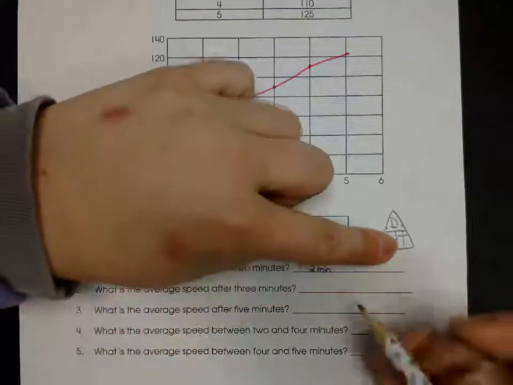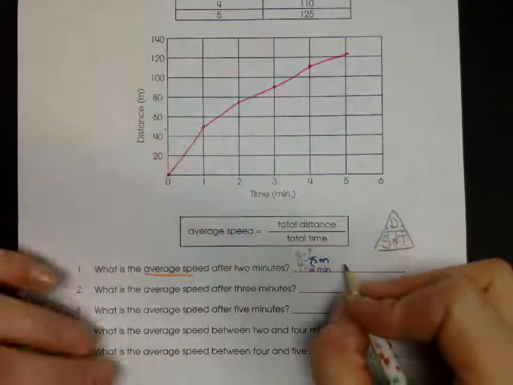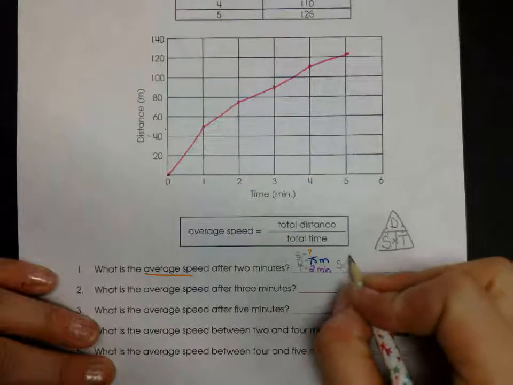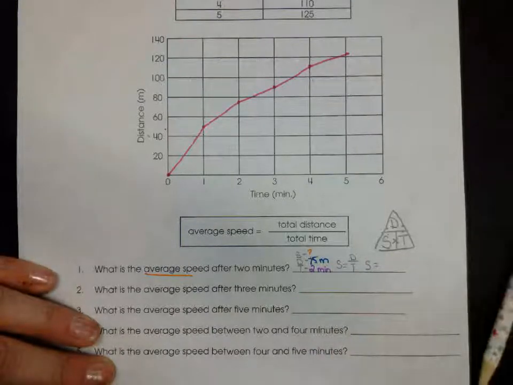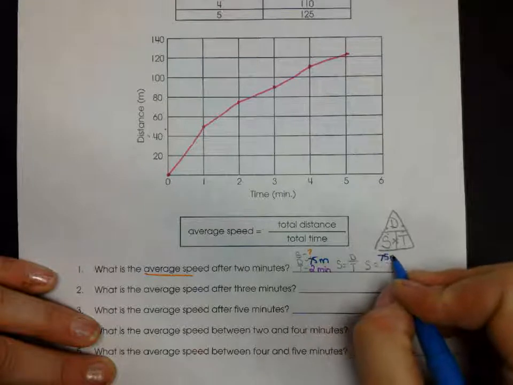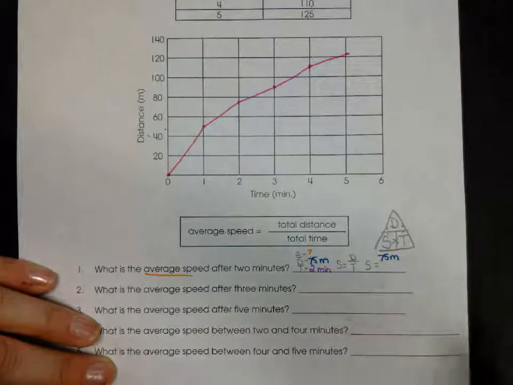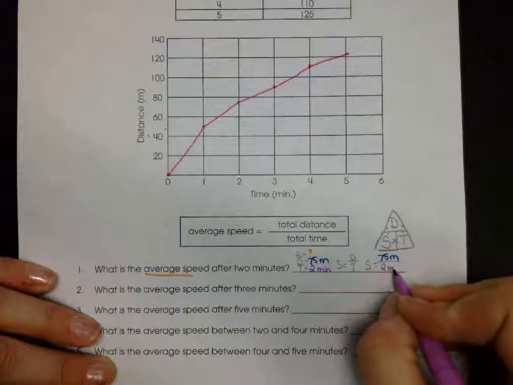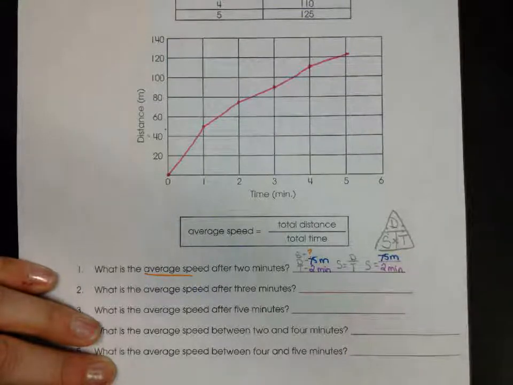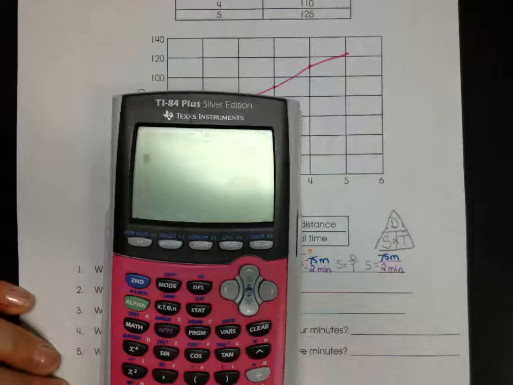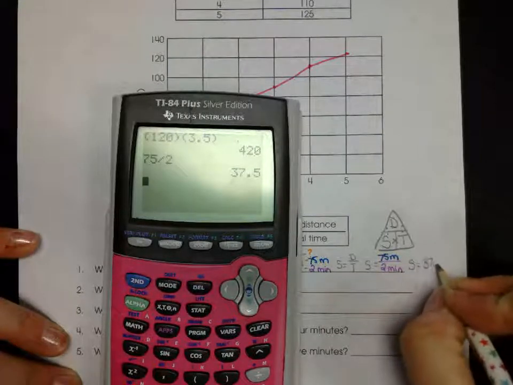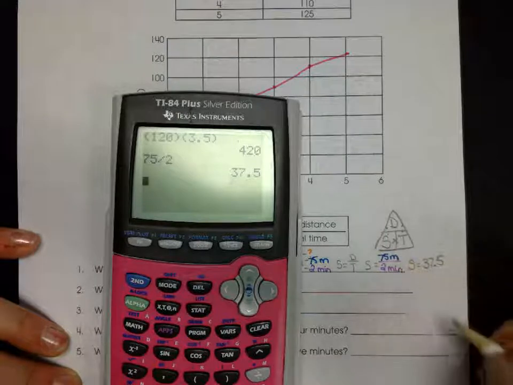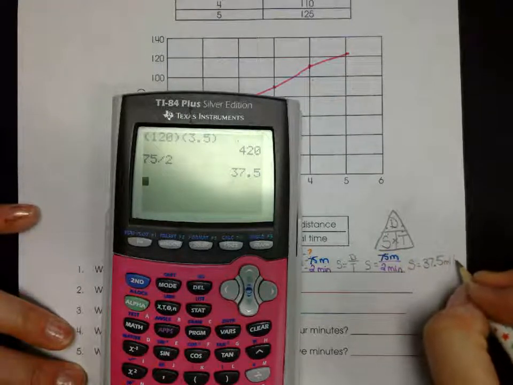Looking for speed. So I'm going to use distance divided by time. So I'm going to plug in what I know. My distance is 75 meters. My time was 2 minutes. I'm going to grab my calculator. 75 divided by 2 is 37.5. None of my units cancel, so meters per minute.